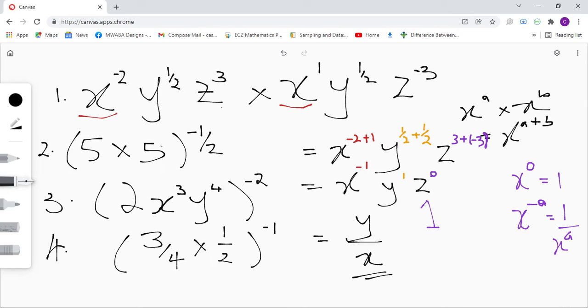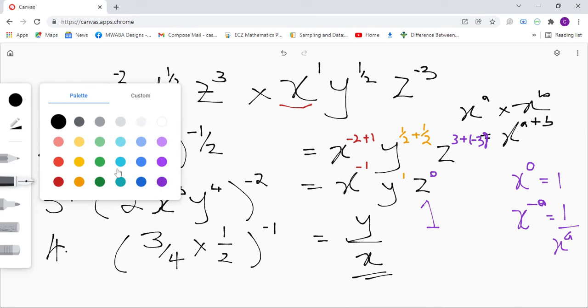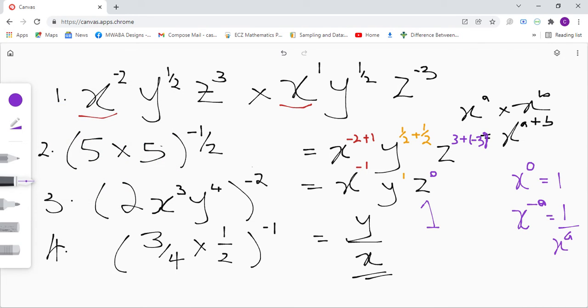Okay, so always remember, do the operations on similar bases. As you can see, with x we added its exponents, with y we added its exponents, and with z we added exponents. And so you're supposed to get y over x. Okay, we go to question 2.